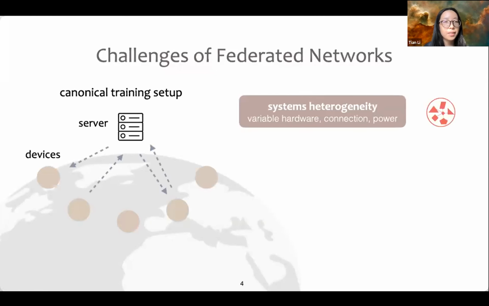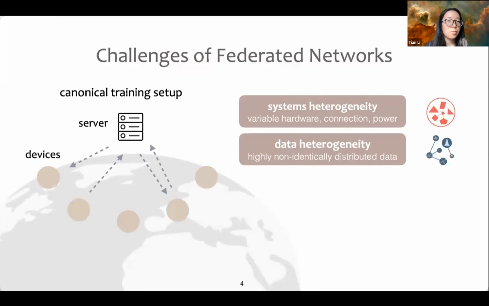The entire system is very heterogeneous due to the variable hardware of the devices, the network conditions, and so on. And then each device generates local data following a local distribution, which can be very different from each other. You can imagine that different users may have different styles of using their phones, for example. The user data are not identically distributed. And this data heterogeneity issue can affect the training pipeline a lot.